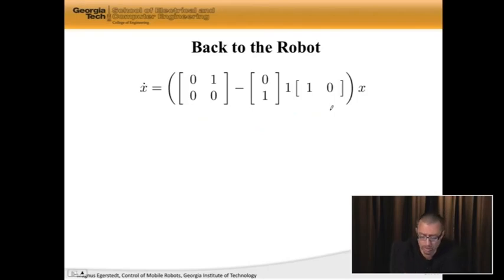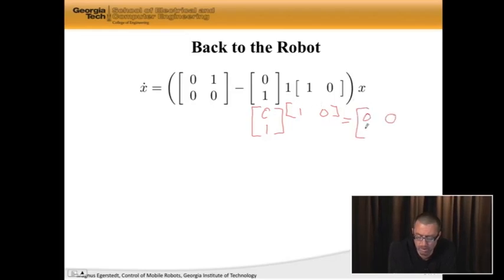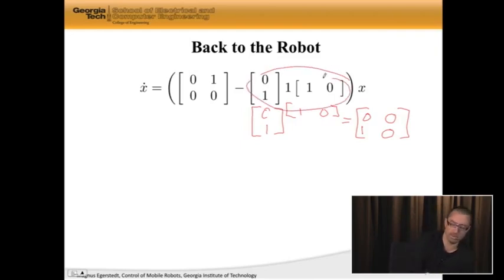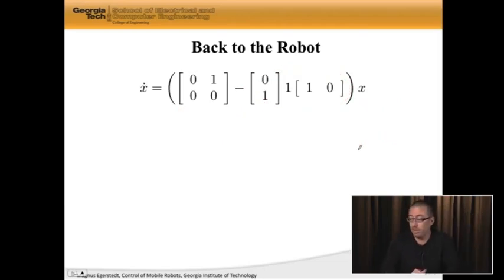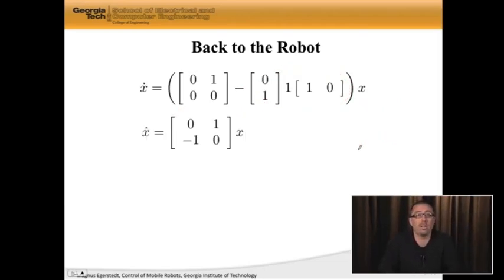And one thing to note, first of all, that 1 times 1, 0 is just 1, 0. And if I multiply this by 0, 1, then I get, what do I get? I get 0 times 1, then 0 times 0, 1 times 1, and 0 times 1. So this is what this whole expression is equal to. So now I can just take this matrix and subtract away this matrix to get the right answer. And if I do that, I get x dot is [0, 1; -1, 0] x. And this is for my particular choice of k.